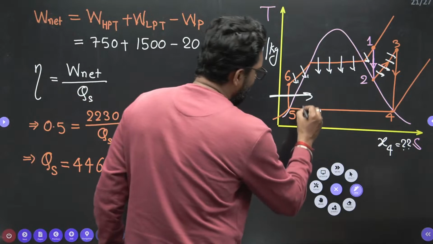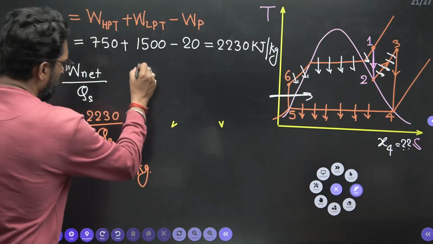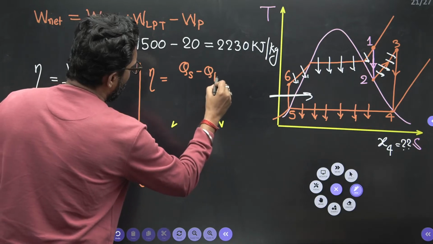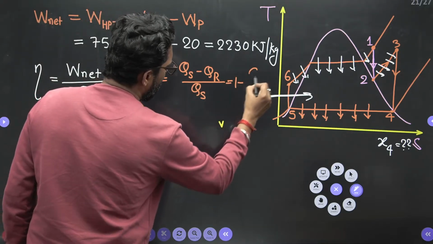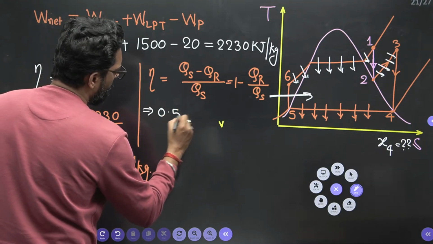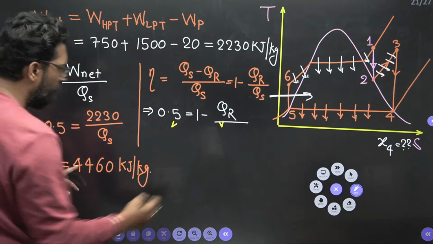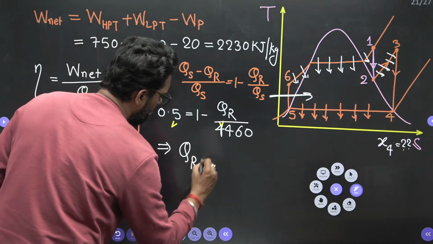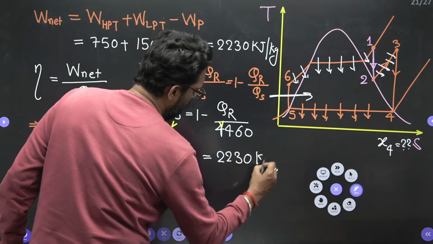Now in this one there is a heat rejection in the condenser. So what is the heat rejection, beta? We know that efficiency is equal to W net, that means heat supply minus heat rejection, divided by heat supply. So this is your 1 minus heat rejection by heat supply. Now my dear, the efficiency 0.5 is equal to 1 minus QR by Q supply. Q supply how much? 4460. So from here you can easily find the heat rejection. So how much heat will reject? Please tell me. The heat rejection is 2230 kilojoule per kg.